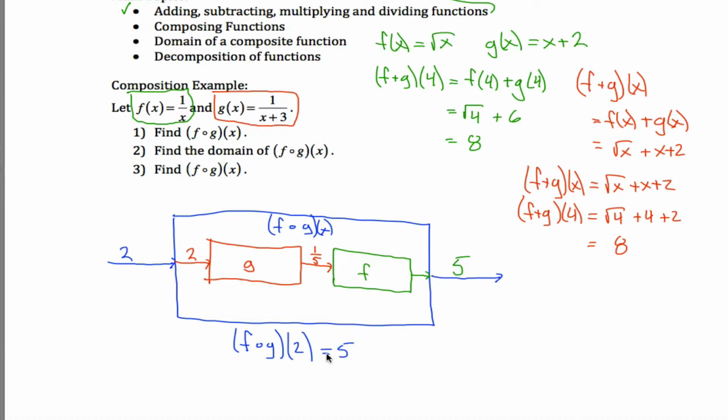You don't write that here because that's all behind the scenes. The machine in blue right here, its input is 2 and its output, I wish I had done this in blue instead of green, is 5. f of g of 2 equals 5. This is function composition right here. Takes a little getting used to.